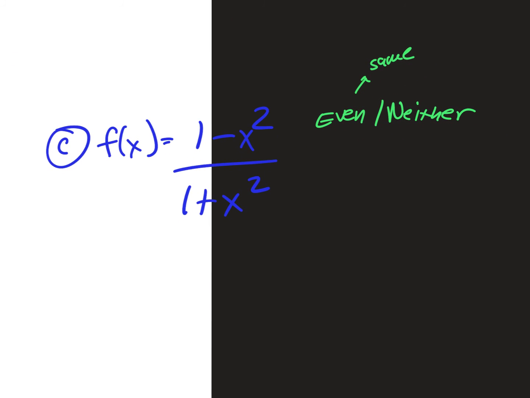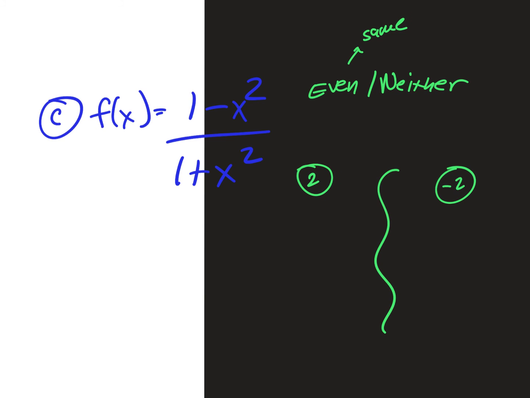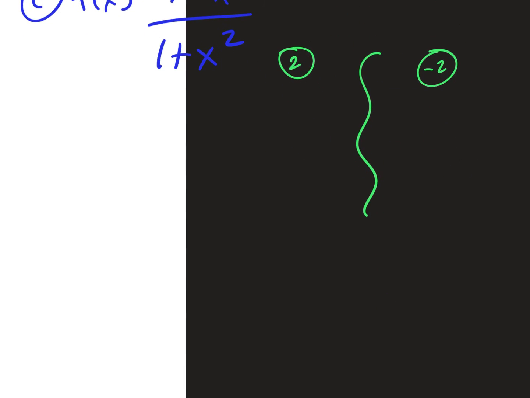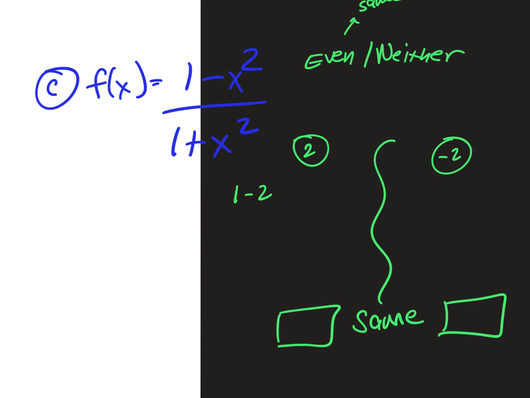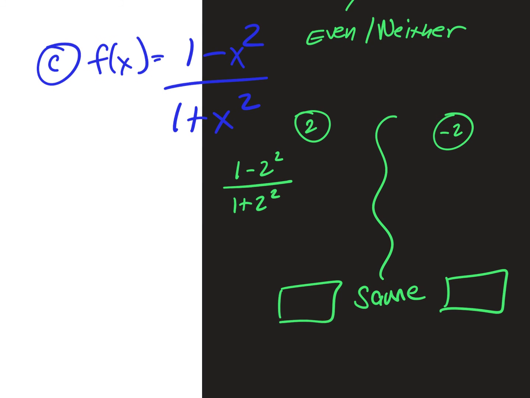So let's get, guys, what do you want to use? 2 and negative 2? Okay, so 2 and negative 2. Notice the first time I put negative 2 first, then positive 2. It doesn't matter. Just know that when you work this out, the answers should be the same. So I'm going to plug in 1 minus 2 squared over 1 plus 2 squared. What is 2 squared? So I have 1 minus 4 over 1 plus 4, right? What does that equal? Negative 3 over 5.